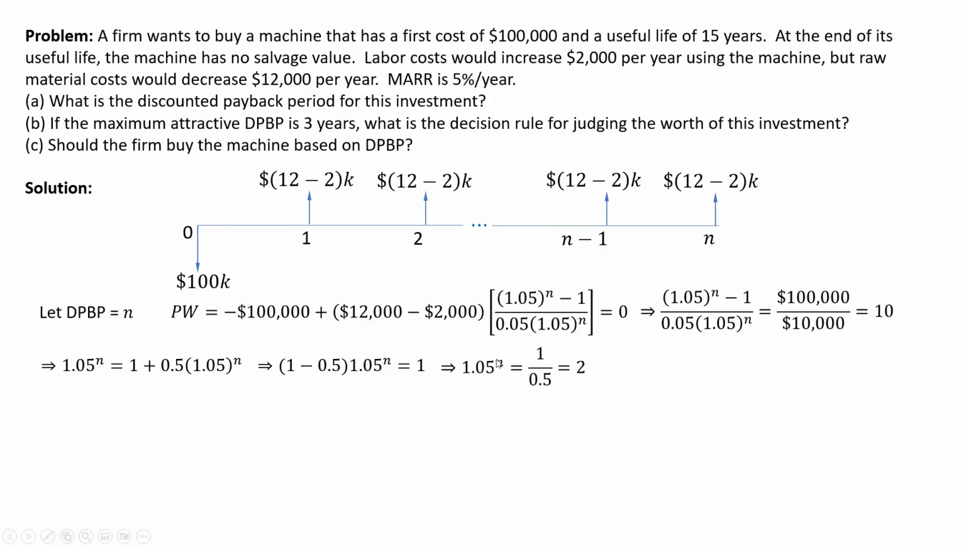If 1.05 to the n equals 2, n should be log base 1.05 of 2, or log 2 over log 1.05, right? Change of base formula. That turns out to be 14.21 years. Cool. The discount payback, therefore, is 14.21 years.